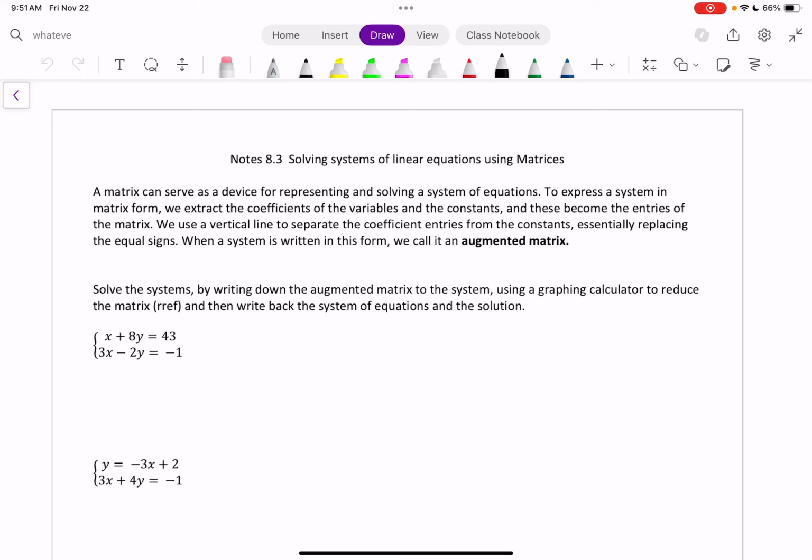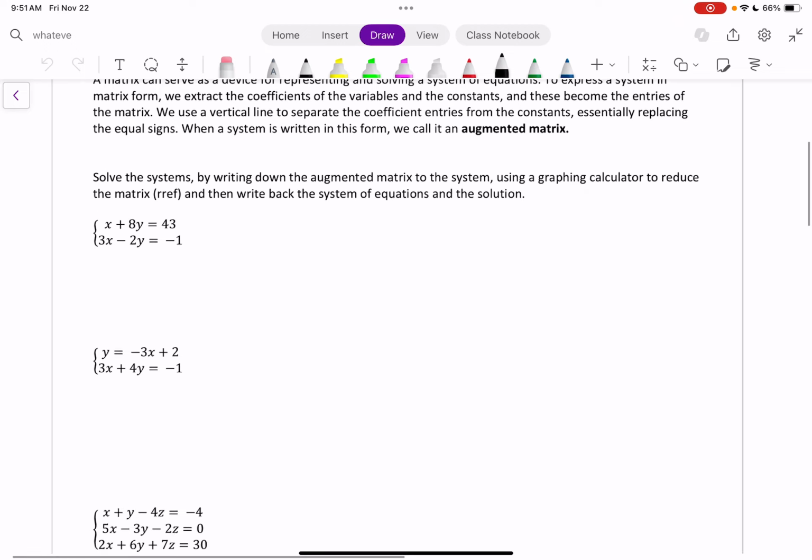All right, class, welcome to section 8.3. We are going to still solve systems of equations.